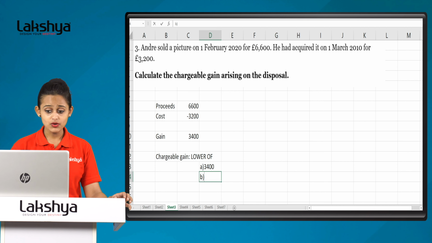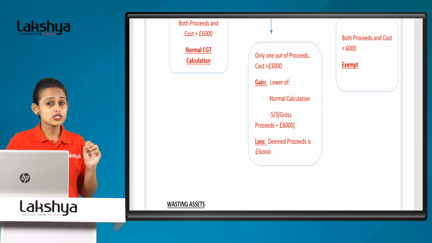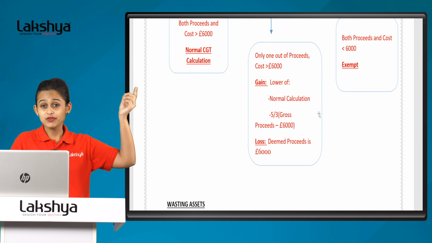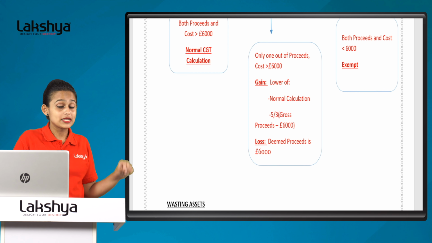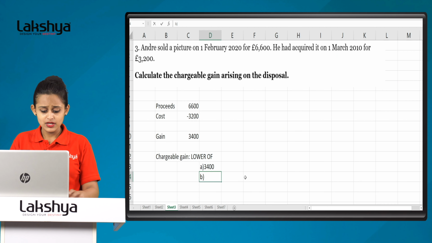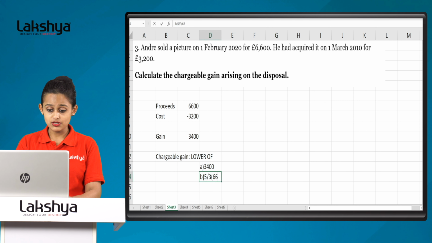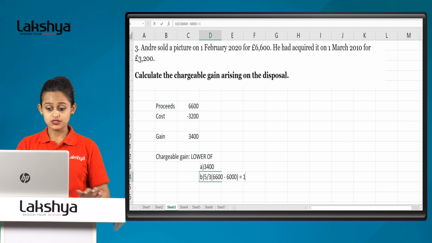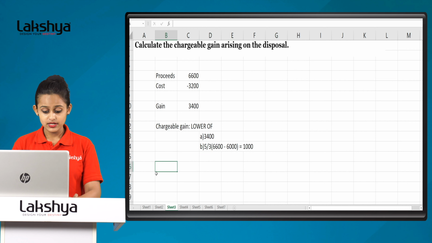What is B? As you see here, 5/3 multiplied by gross proceeds minus 6,000. Why is it said gross proceeds? If there is any incidental cost of sale, you remember we studied it in the chargeable gains for individuals chapter, you cannot reduce it here. So 5/3 multiplied by gross proceeds of 6,600 minus 6,000, which is 600, multiplied by 5 divided by 3, which is 1,000. The chargeable gain is the lower of both of these. So what is the chargeable gain?